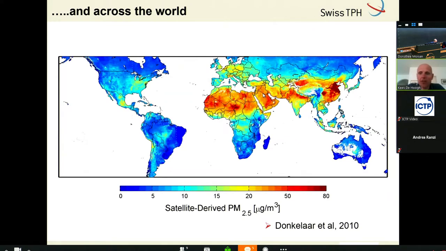So that was done at European level. We also have maps at global level. This is an example of a map done by colleagues at Dalhousie University in Halifax, Canada. They modeled PM2.5 across the whole of the world using satellite data. And I'll tell you a little bit about that in a minute.